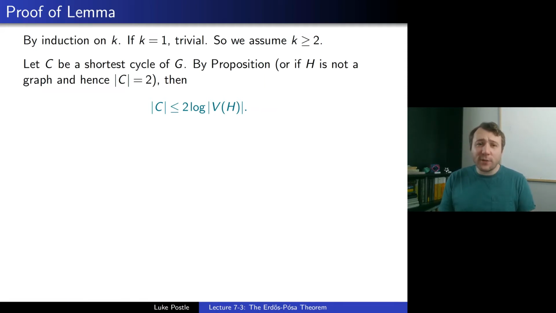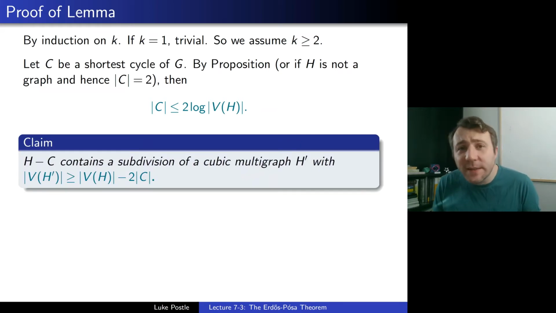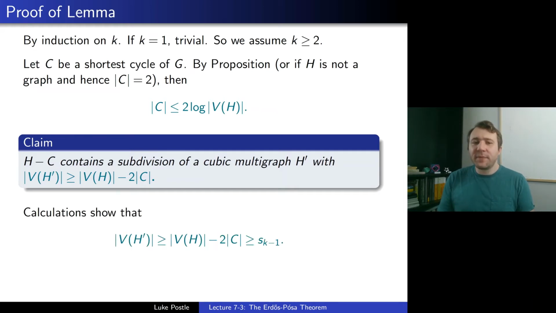So basically our cycle is small compared to the graph, which gives us hope that we can find many disjoint cycles. And so we'll prove this key claim, that H minus C contains a subdivision of a cubic multigraph H′, where |V(H′)| is at least |V(H)| minus 2|C|. So we'll be able to squint and suppress vertices of degree 2 in what remains, and indeed find still a large cubic multigraph, or at least the subdivision of that. Now, I will prove the claim on the next slide, but let's finish the proof of the lemma assuming the claim.